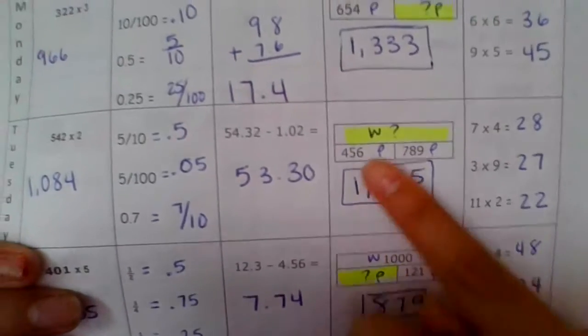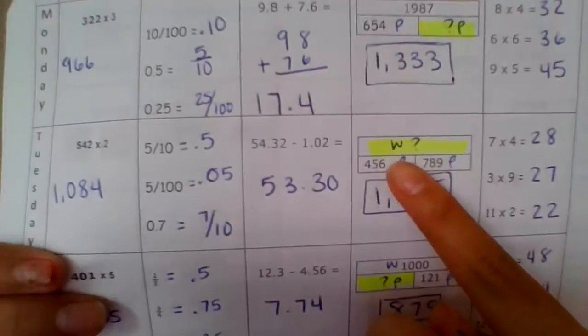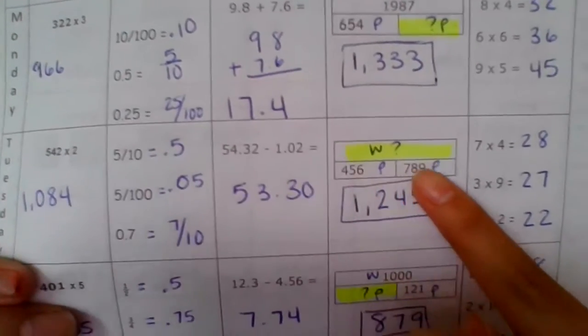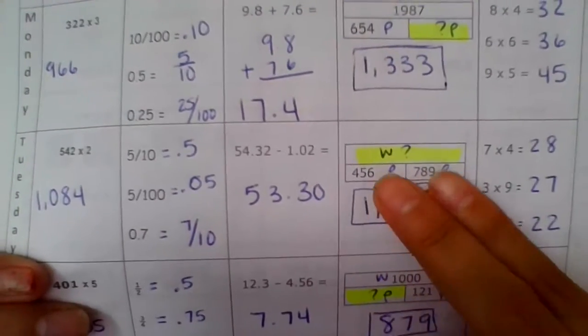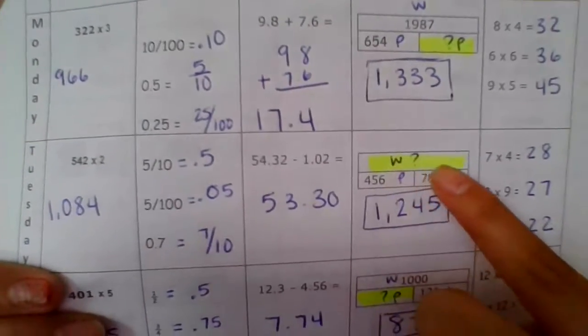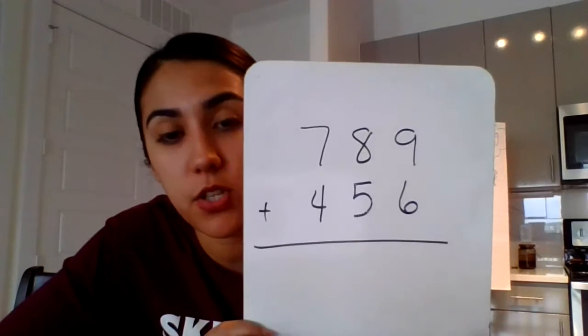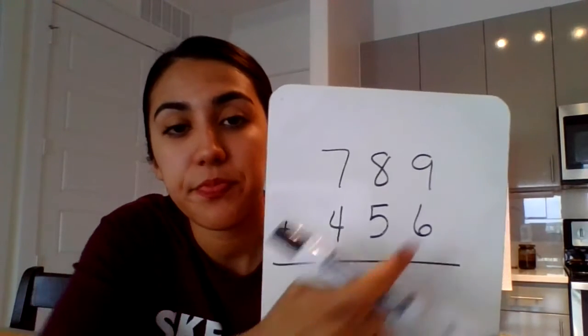Okay, so let's take a look at our strip diagram. We're missing our whole, but we have our two parts. So I know if I add these two numbers up together, it'll equal the whole. So let's add those two numbers. 789, 456. And I always put the bigger number on top, and all my numbers are lined up by place value.